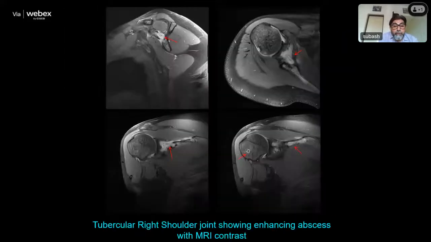This is another shoulder joint. You can again see a similar looking lesion in the shoulder joint, as I showed you in the brain. This is tuberculosis of the shoulder, tubercular right shoulder joint. You can see again a very bright ring with a dark scolex in the center. A very, very typical appearance of a tuberculoma in the shoulder.